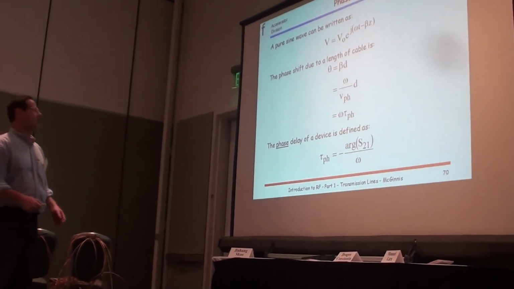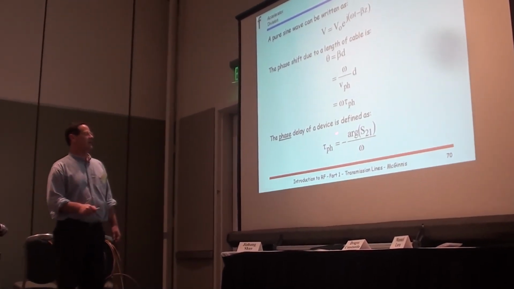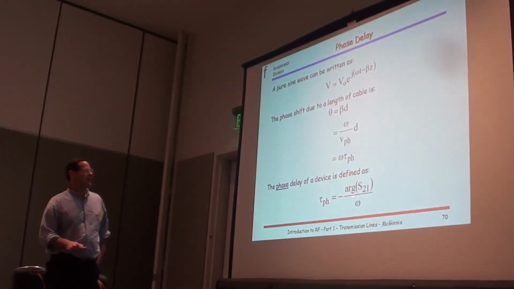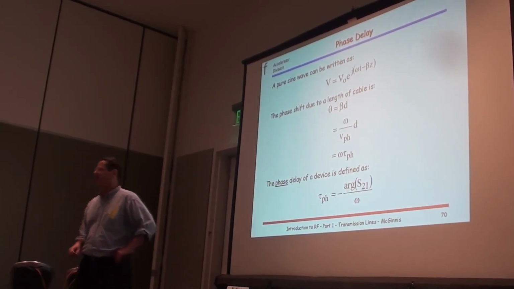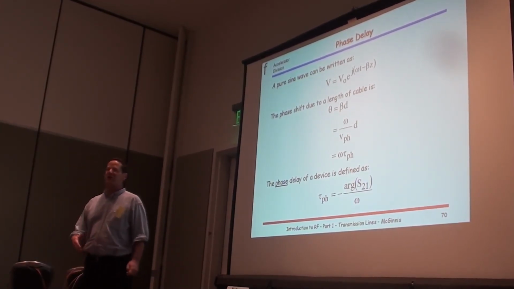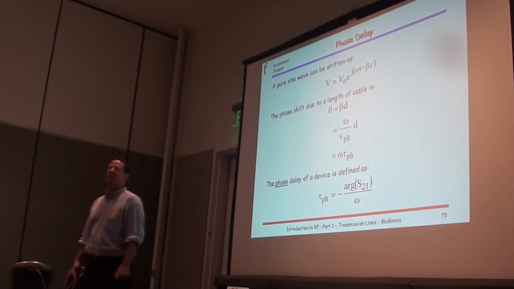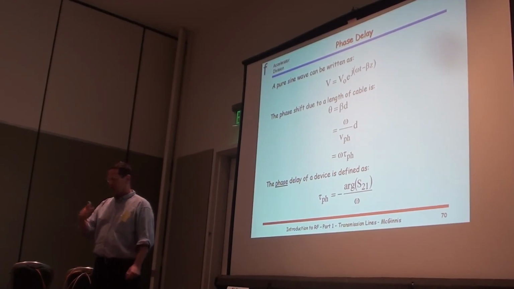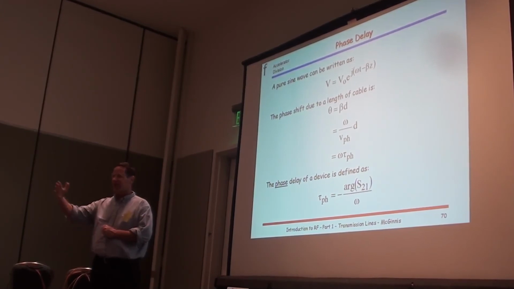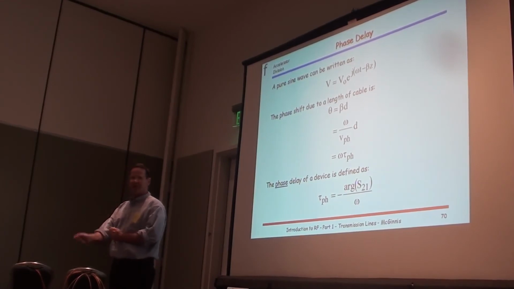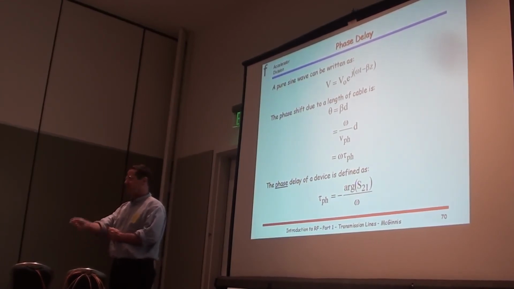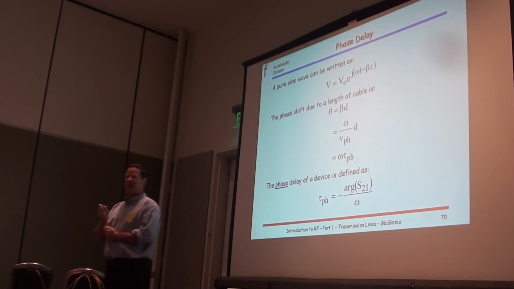Okay, so the phase delay of a device is defined as basically the argument of S21 divided by the frequency. That's the phase delay of the device. So basically, if you're sitting out on the shore of the beach, and you don't look at the shore, you just look at one point and you see the waves coming in at you. Just assume that the waves are coming in at an angle, but you don't know that, and you're just looking straight out. You sit there and you count the time between the peaks. That's how you measure phase delay. You measure the difference between the times the peaks come at you. That's what phase delay is.